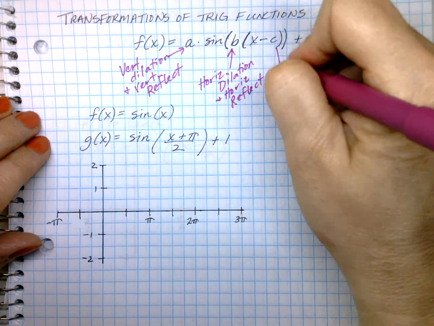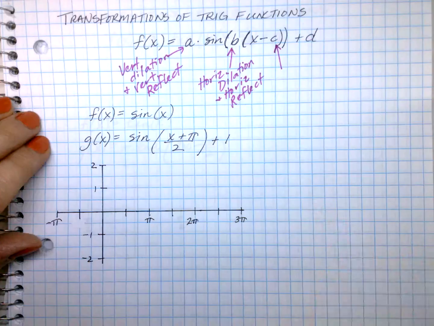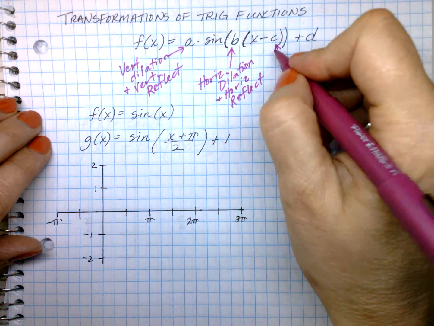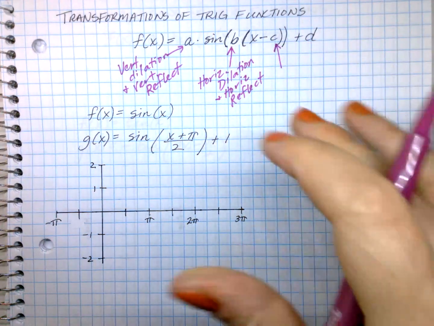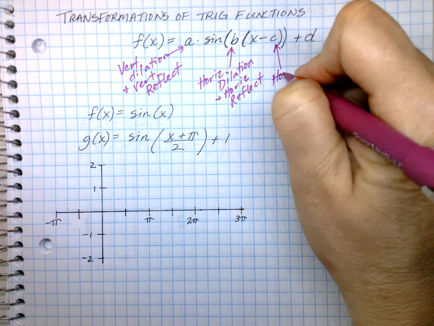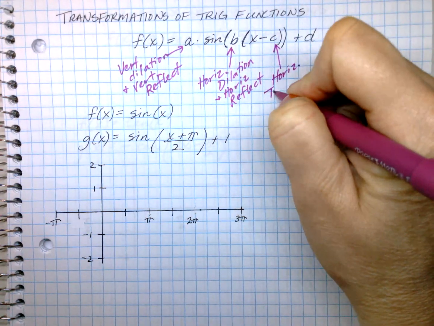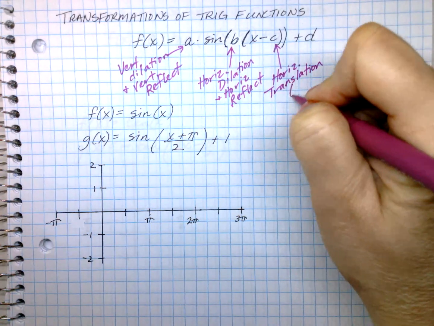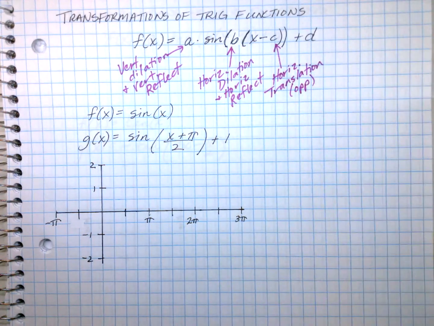Okay, then we have a C value. This is what's going to control the horizontal translation. Okay, so side to side movement. And remember that it says minus C here because this one moves opposite of what you would think it should do. So this would be horizontal translation, opposite of what it looks like.